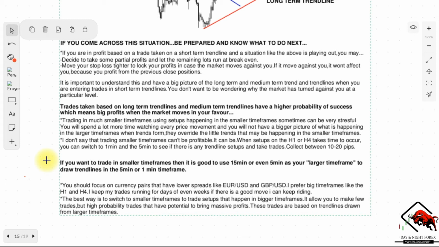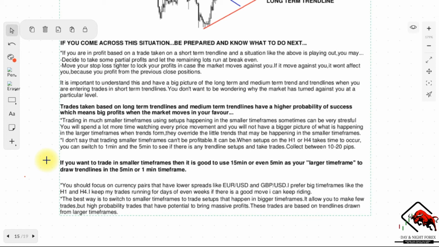So trading in much smaller time frames, using setups happening in the smaller time frames, sometimes can be very stressful. You will spend a lot of time watching every price movement and you will not have a bigger picture of what is happening in the larger time frames when trends form. So this is very, very risky. They will override the little trends that may be happening in the smaller time frames.